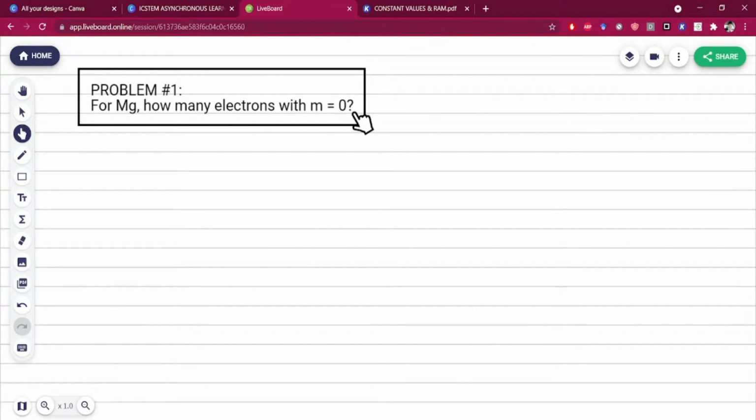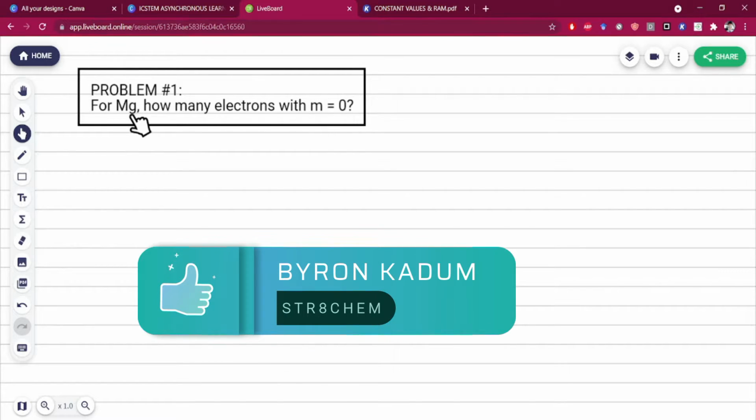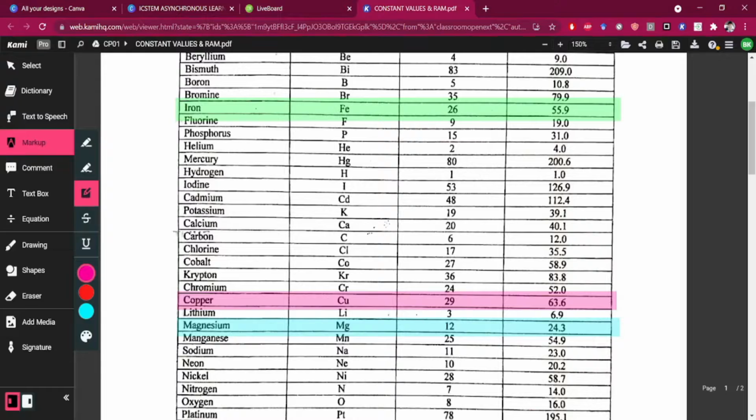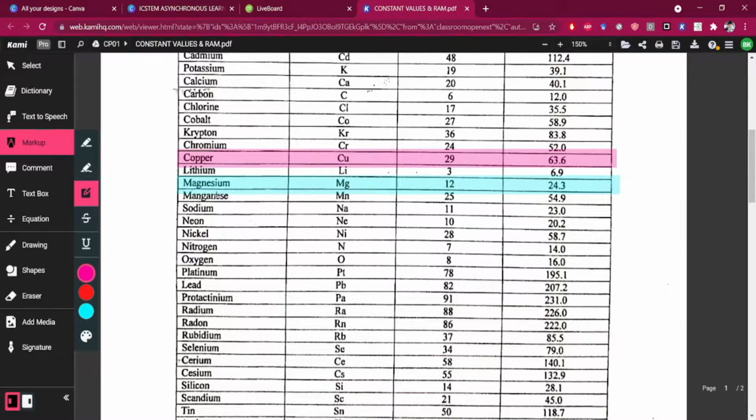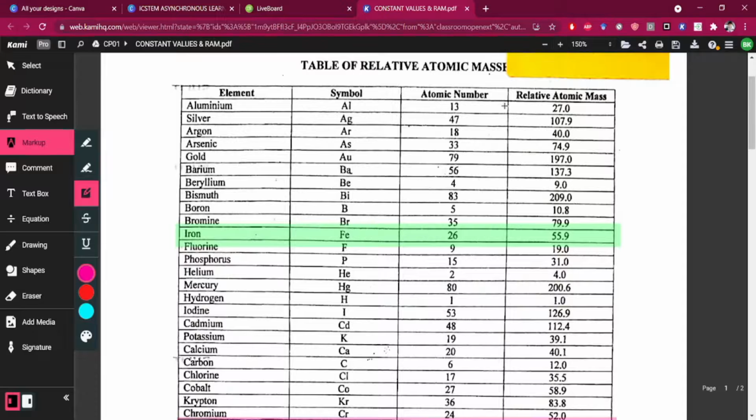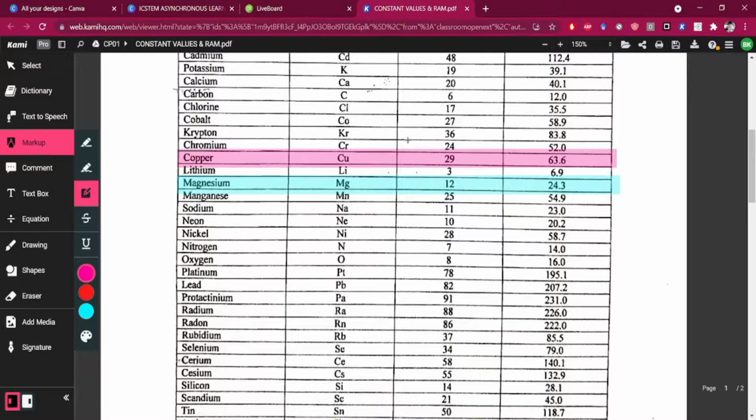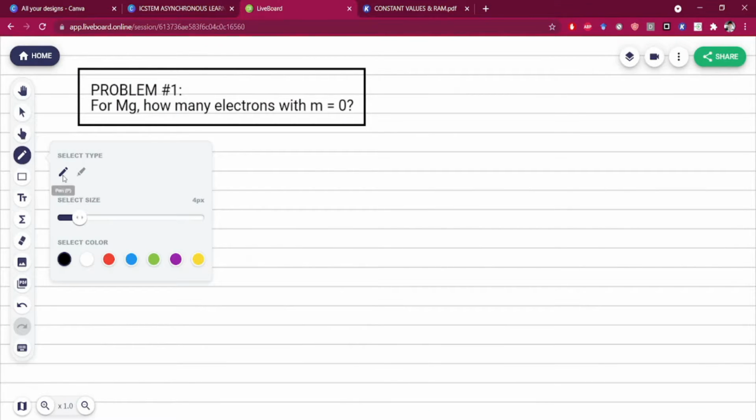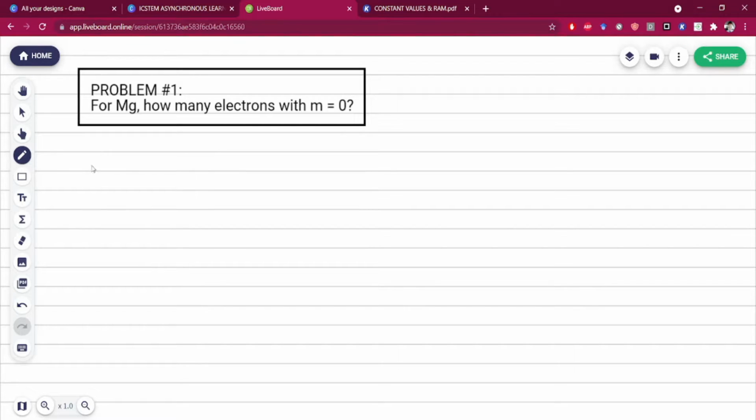m equals 0. To do this, the first thing you need to do is to look for the atomic number or proton number for magnesium. We can do that by looking at the constant values, R, A, M, given to you in exams. Here we can see that magnesium, Mg, the atomic number, or another term for this, proton number, is 12.